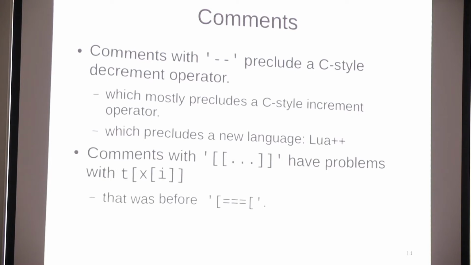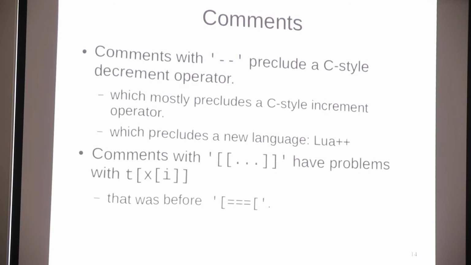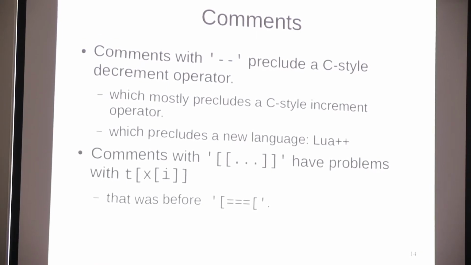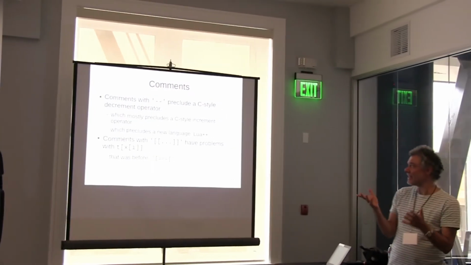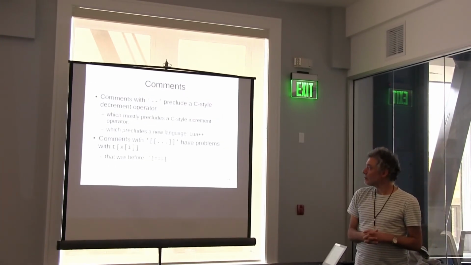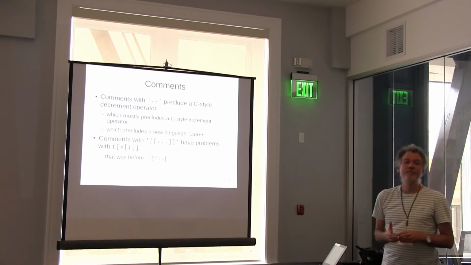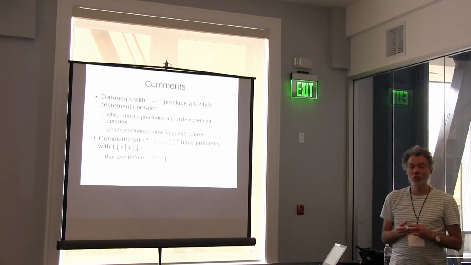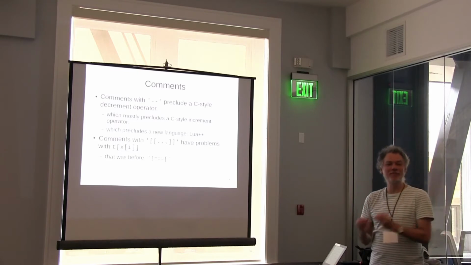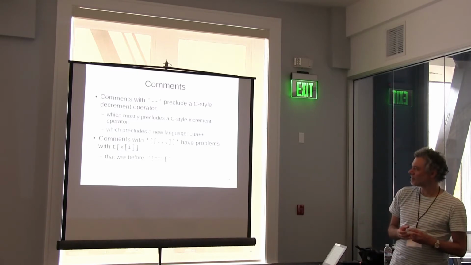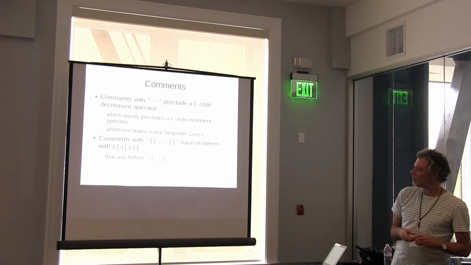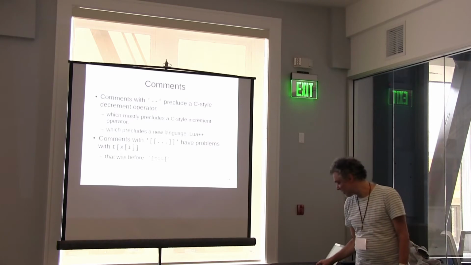And also the comments with double square brackets were also a problem. When we introduced them, we thought, oh, we can put any kind of code inside that kind of comment. And then later we realized, oh no, it's actually not uncommon to have double closing square brackets in Lua code. And so we introduced the equal signs as a way to fix that.